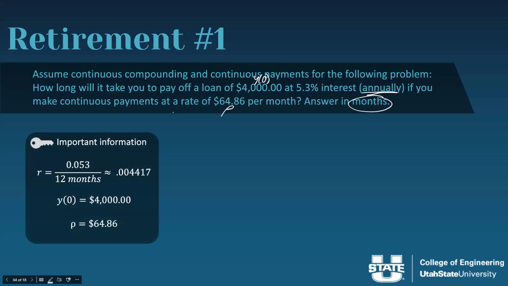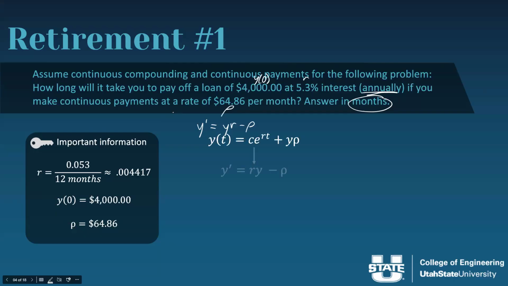So we can convert that r to months, which we're going to do by dividing by 12. So now our r is 0.0044. I'm going to round to that. And then we have our y naught and our rho. Okay, so we're going to write the differential equation as y prime equals yr minus rho, I believe.